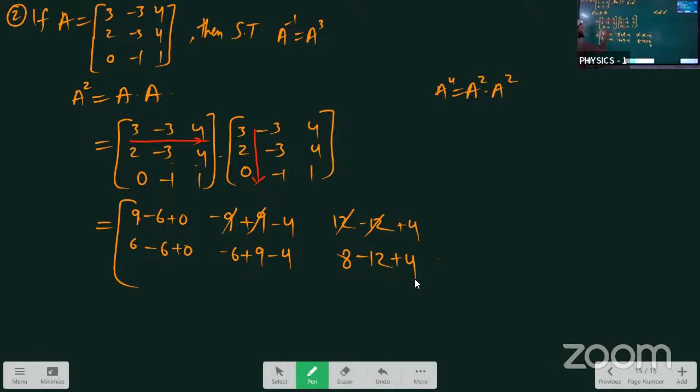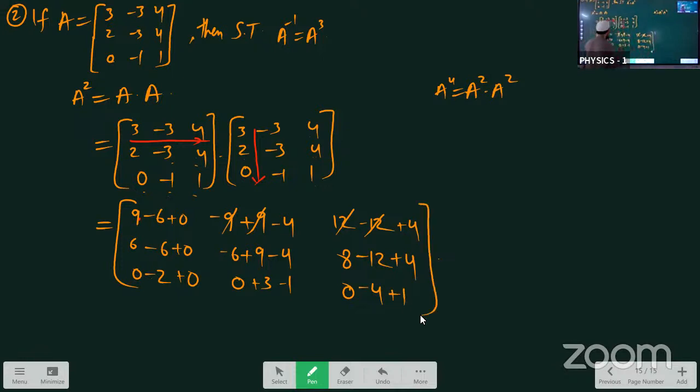Okay, in the same way, multiply this third row and first column and write the element here. 0 into 3, 0; minus 1 into 2, minus 2; 1 into 0, 0, plus 0. In the same way, multiply third row and second column. 0 into minus 3, 0; minus 1 into minus 3, plus 3; 1 into minus 1, minus 1. The same way, third row and last column. 0 into 4, 0; minus 1 into 4, minus 4; 1 into 1, plus 1.